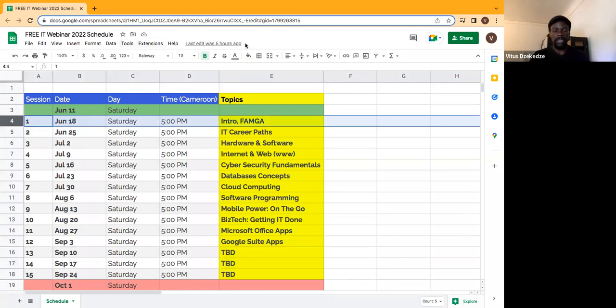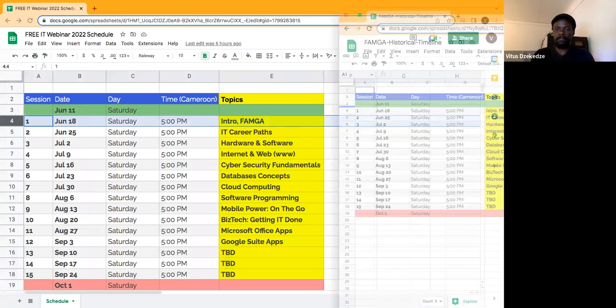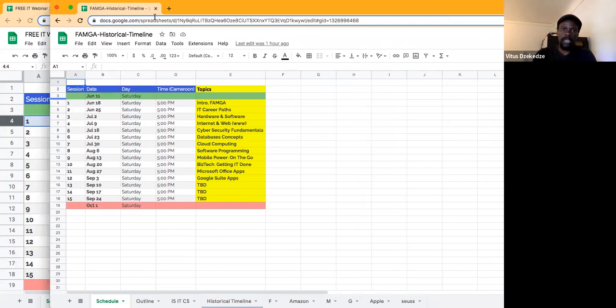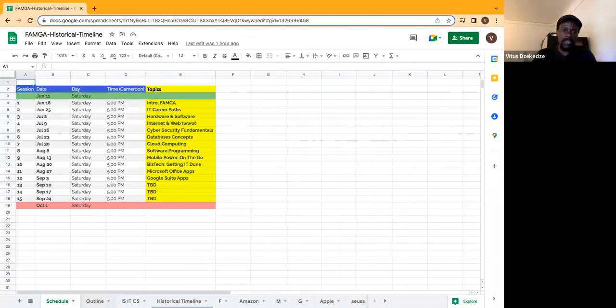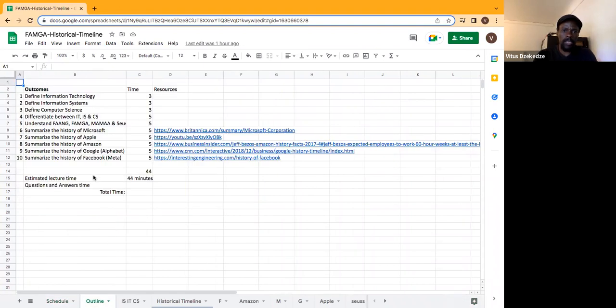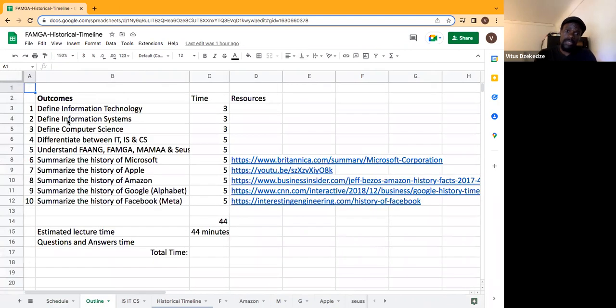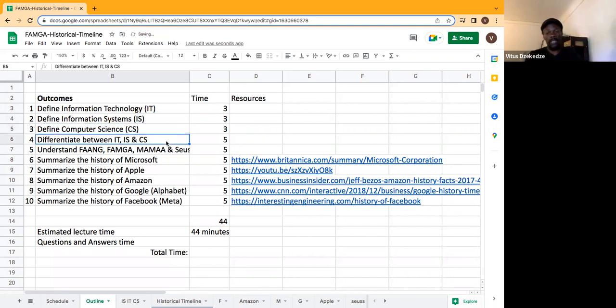So let me switch screens a little bit here. We just got done talking about the schedule. Next, let's talk about the outline for what we're going to discuss today. So today, my goal is to make sure that at the end of the day we are able to define what IT is and also define what information systems is. We also want to be able to define what computer science is. So IT, IS, and CS. Not just define them, we also want to be able to differentiate them. It's very easy to get them confused, but trust me, I'm going to make it very easy for you to remember the differences today so that you don't have to think about it.